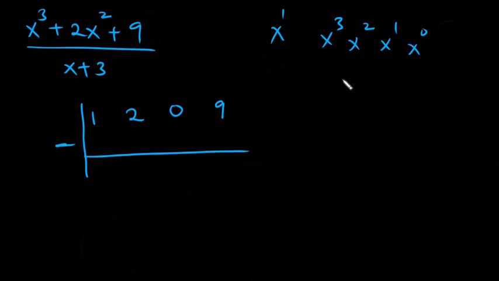What value are we going to put here? So as we said, we need to equate the denominator, that is x plus 3, to 0. So we're going to have x is equal to negative 3. So we're going to divide by negative 3.